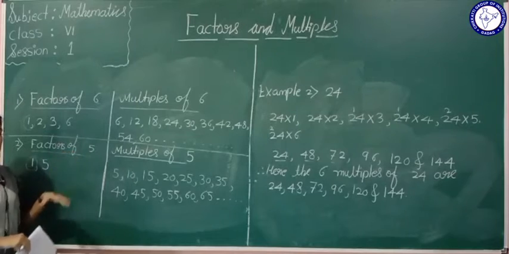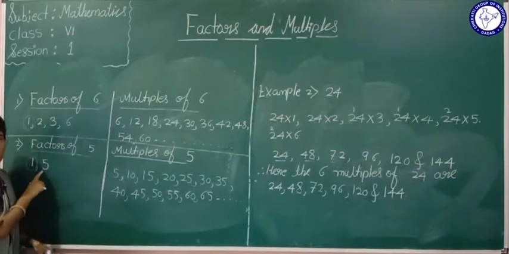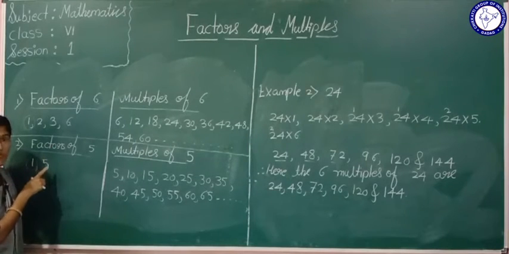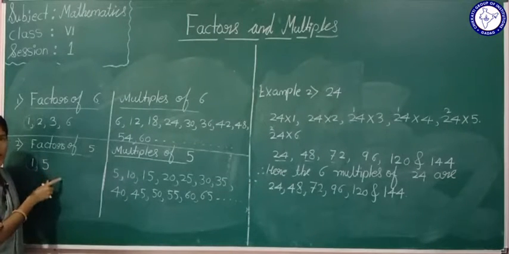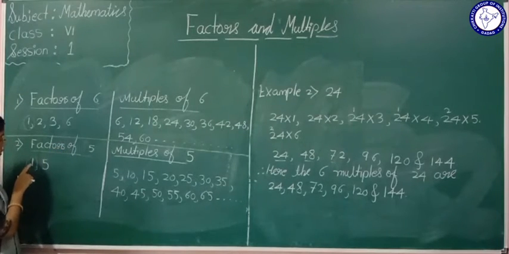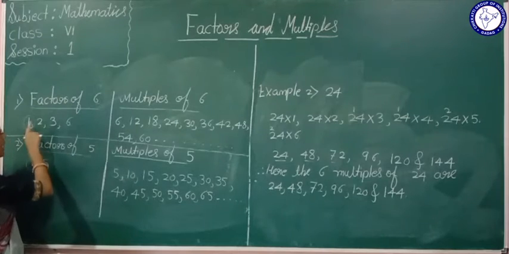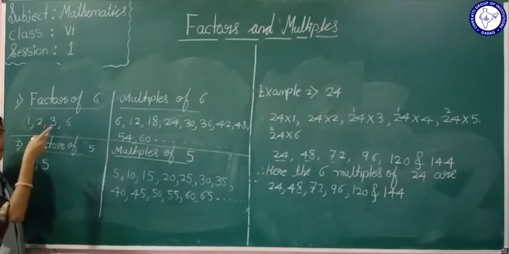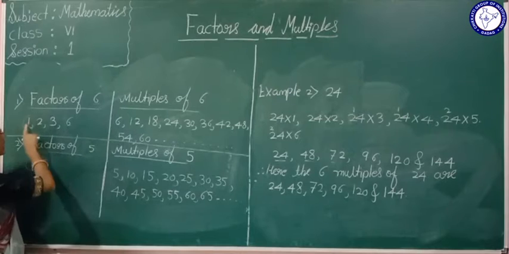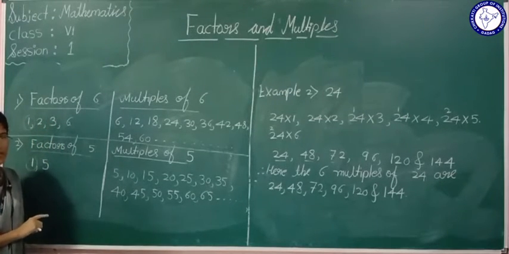And the third point, the factors can be counted. It is finite. How many factors of 5 are there? 1, 2. We can count. What are the factors of 6? 1, 2, 3, 4. How many factors of 6 are there? 1, 2, 3, 4. We can count here. This is finite.